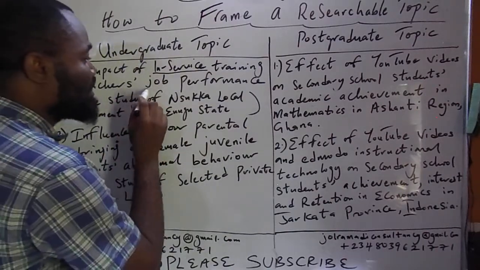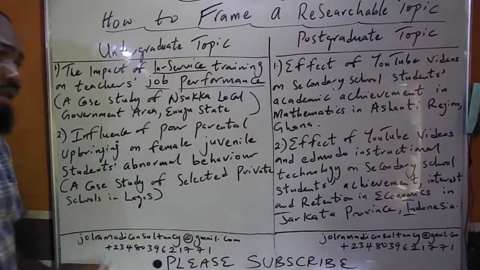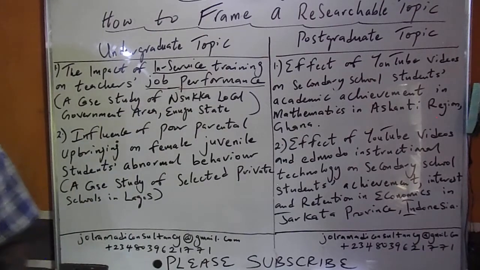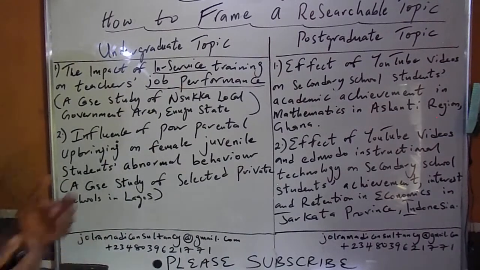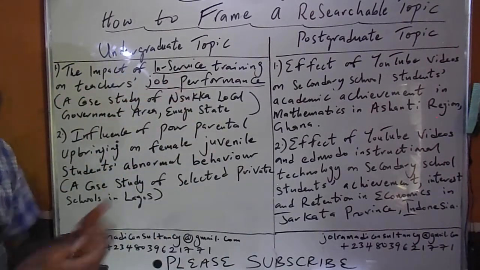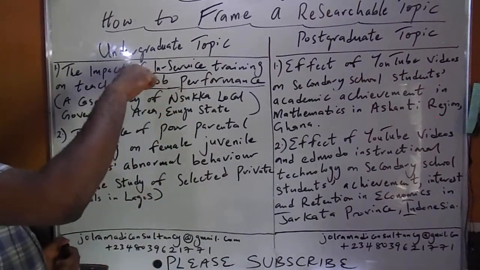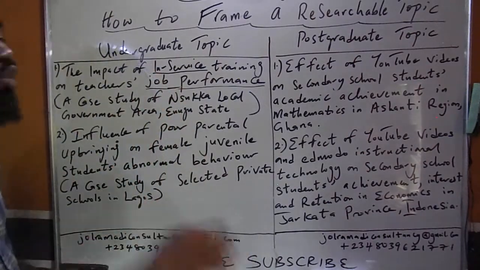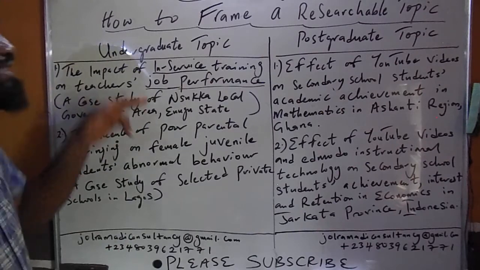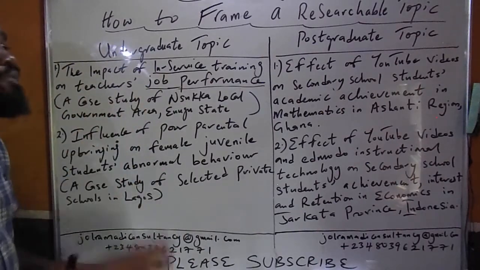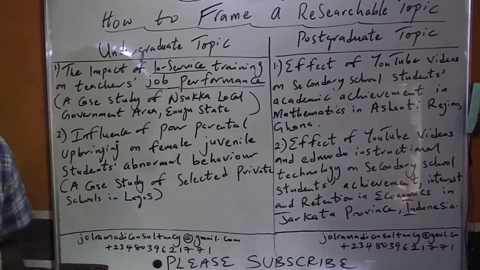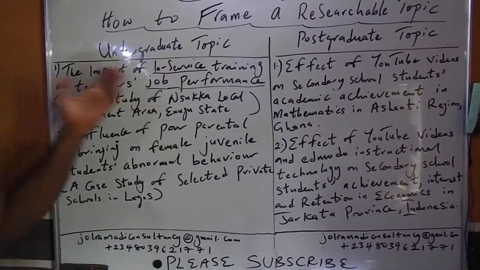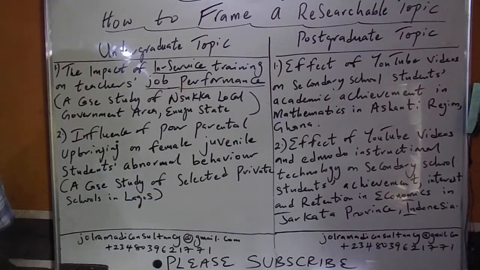Now, you have a key point here, which is in-service. You have another one here, which is what? Job performance. These are your two key points in this topic. Which one is your dependent variable? Which one is your independent variable? As you can see, job performance, the way a teacher will perform on the job, actually depends on the kind of training the teacher has gone through, which is in-service training. Then job performance is the dependent variable, while in-service training is the independent variable. If your supervisor can see these two things, then they will say, wow, this student knows how to frame a research topic.